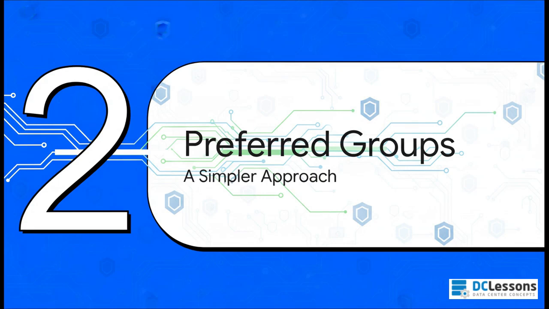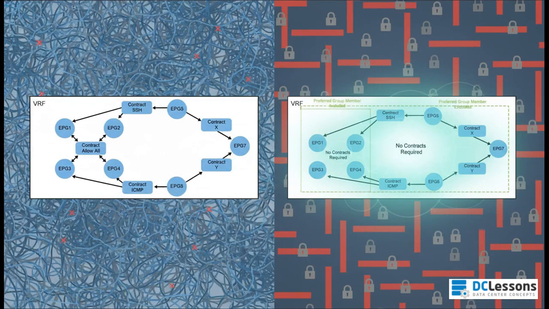Well, that brings us right to our main topic, preferred groups. This feature gives us a much simpler approach. It lets us ease up on the policy where it makes sense without having to throw our entire security posture out the window. And check this out. The visual transformation on this slide says it all. On the left, you've got that complicated web we were just talking about. But on the right, using a preferred group, we've created what we call a trusted zone. See how EPGs 1 through 4 can now just talk to each other freely? No contracts needed. The picture is so much cleaner. And importantly, the EPGs outside this zone still follow the strict contract-based rules.